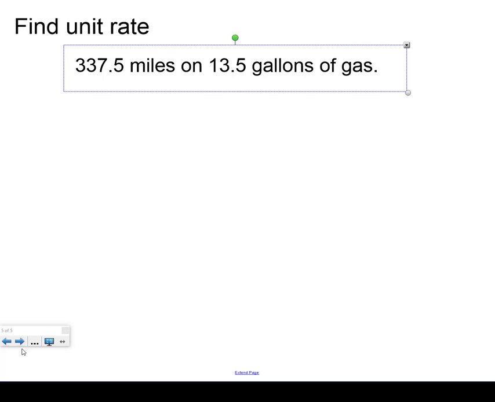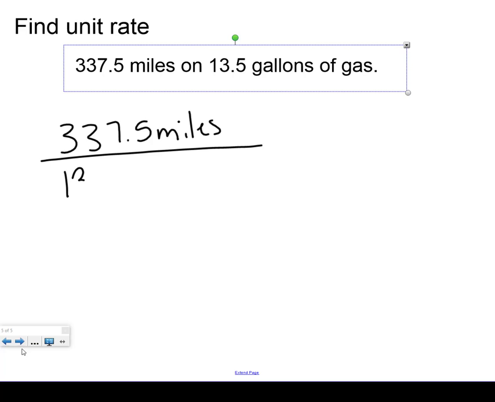All right, so this one is our first comparison, and they want us to write this in a unit rate. So the first thing that we do is we set it up. So the first thing that we come to becomes our numerator. Remember, we have to include the labels or the units because they are not going to cancel out. So I have 337.5 miles to 13.5 gallons.